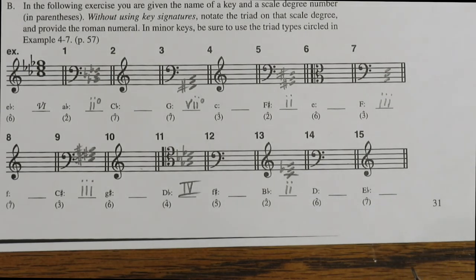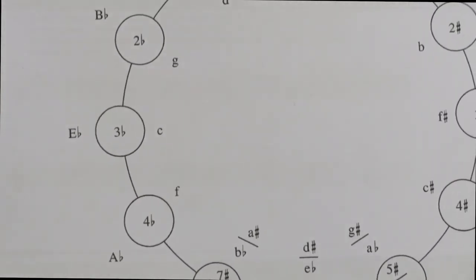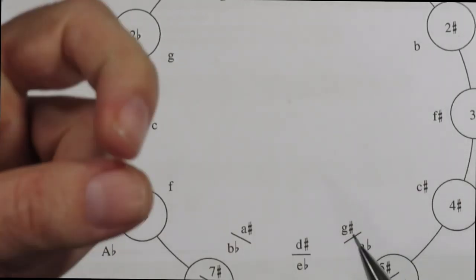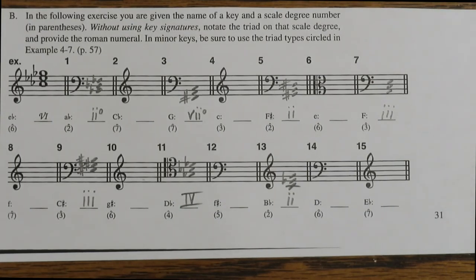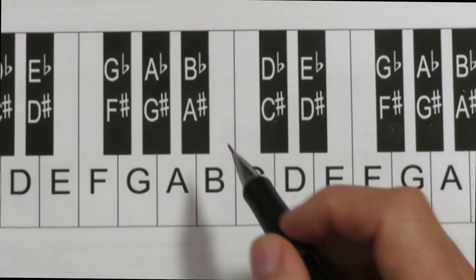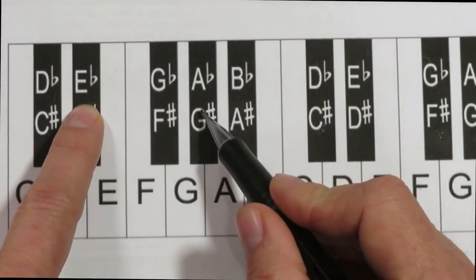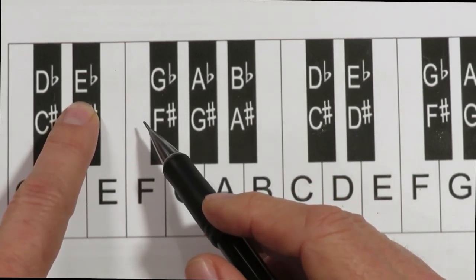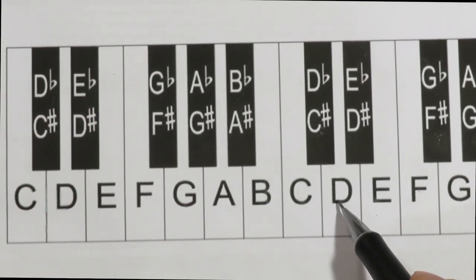So, in E flat major, we know there are 3 flats. We just talked about this key not too long ago, right? 3 flats. B flat, E flat, A flat. B, E, A. So the rest will be naturals. And our 7th scale degree, go up an octave, boom. It's a D natural.